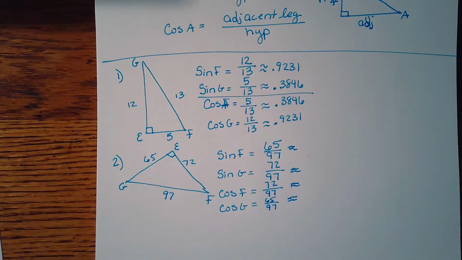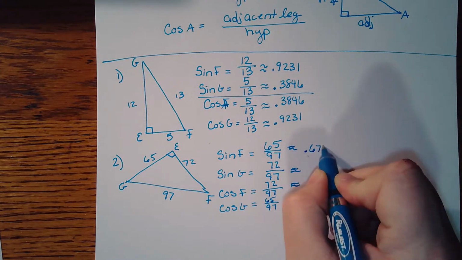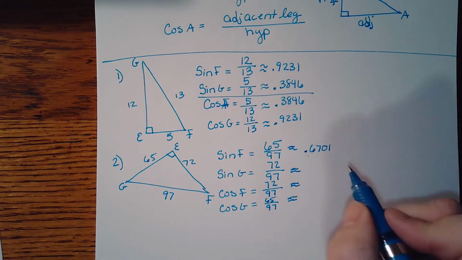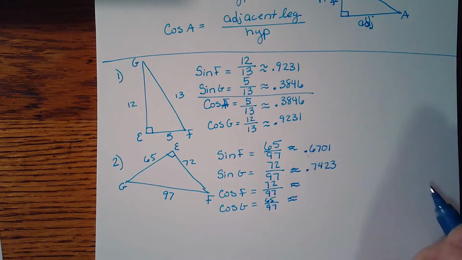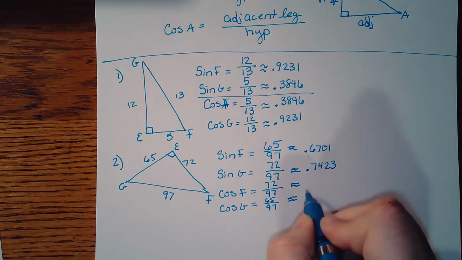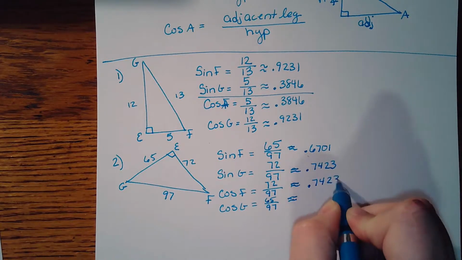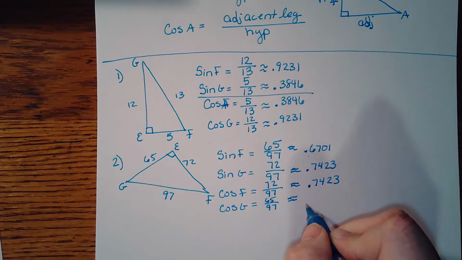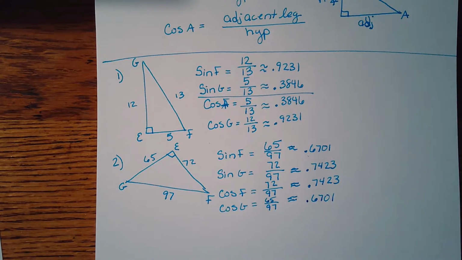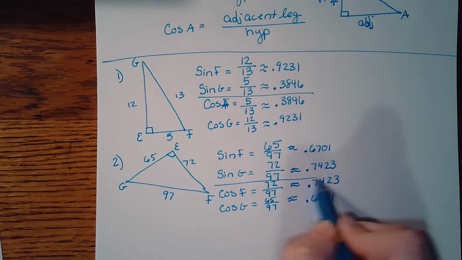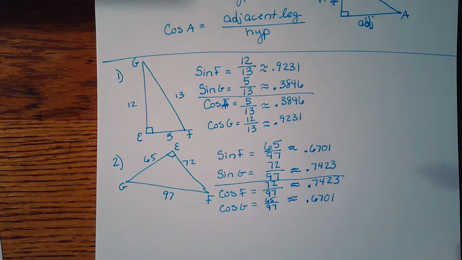So for the first one, I should get 0.6701. Sine G is 0.7423. And then the same thing will happen here. So for sine F, I'm going to get 0.7423, and cosine G is going to be 0.6701. So as you can see, if I separate them here, my sine and cosine are just flip-flopped, because we're using the same numbers in these.